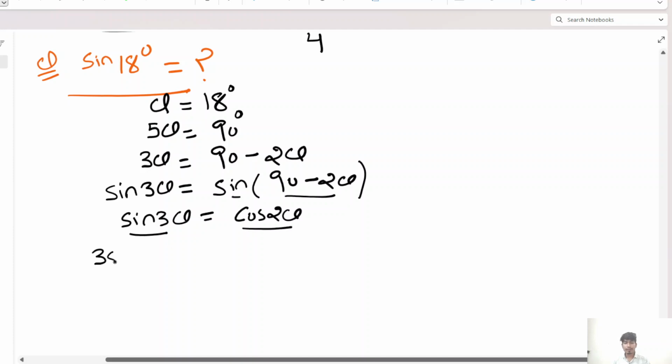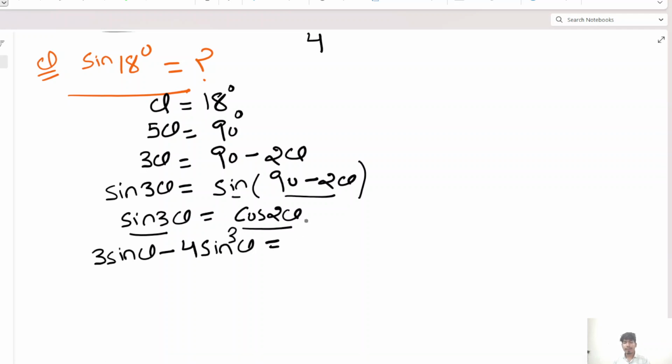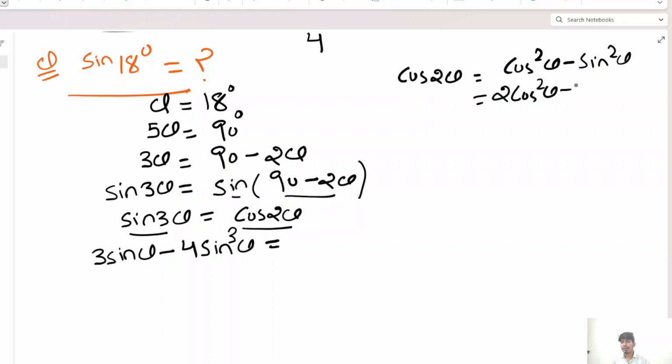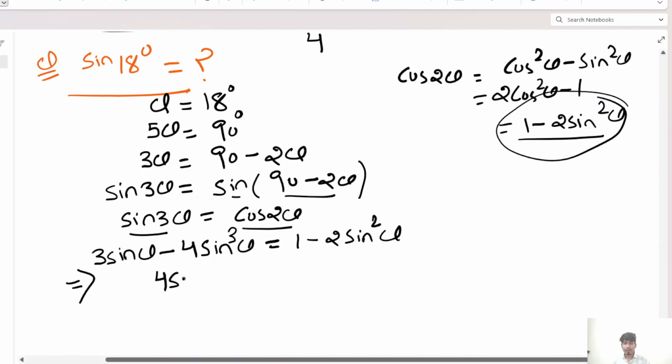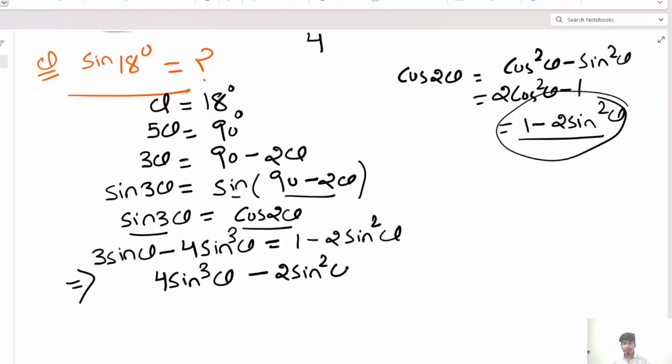Sine 3 theta is 3 sine theta minus 4 sine cube theta. For cos 2 theta there are three formulas: one is cos square theta minus sine square theta, second is 2 cos square theta minus 1, and third is 1 minus 2 sine square theta. So apply 1 minus 2 sine square theta. Then writing the equation, we get 4 sine cube theta minus 2 sine square theta minus 3 sine theta plus 1 equal to 0.